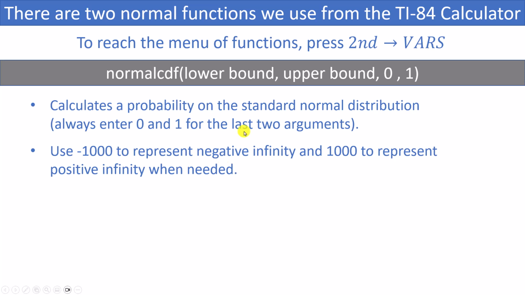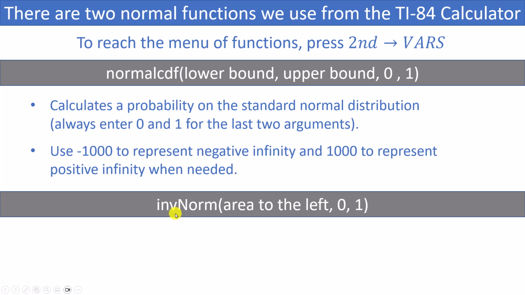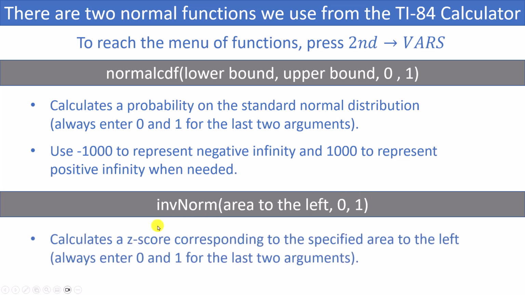But if you need to represent negative infinity, you should be using negative 1000, and if you need to represent positive infinity, you should use positive 1000. The next function we will use is what is called inverse norm. The inputs into this function are some area to the left, 0 and 1. This will calculate the z-score corresponding to the specified area to the left on the standard normal or z distribution, as long as you enter 0 and 1 as the last 2 arguments.